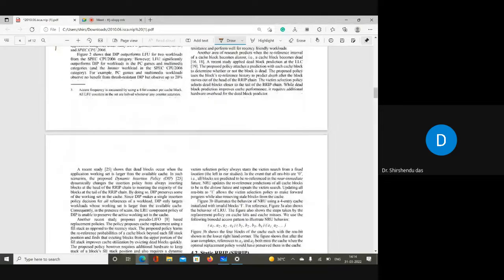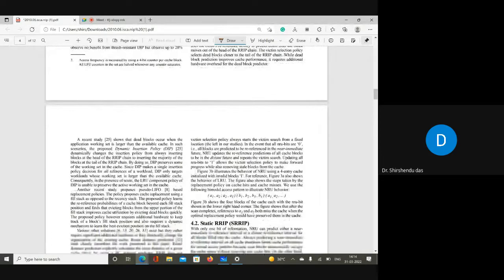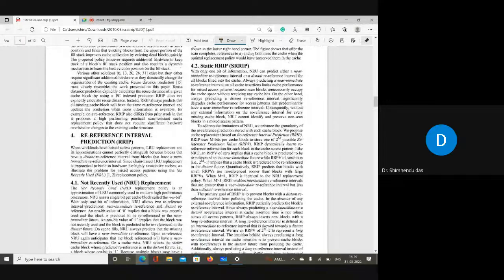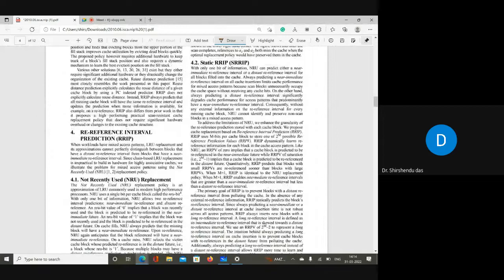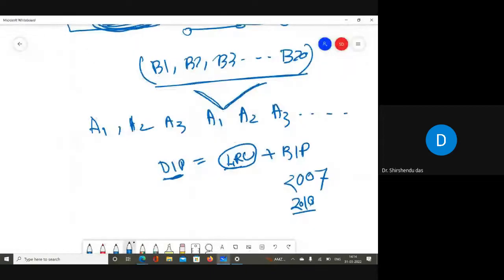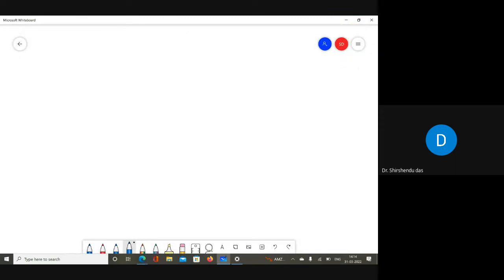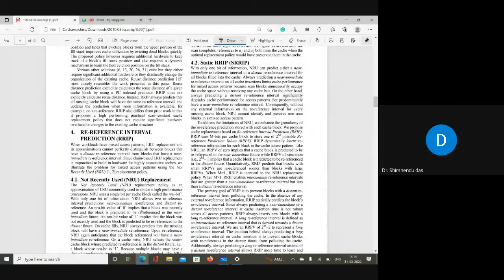But if you read the related work section, you will realize what other replacement policies were proposed before 2010. They have discussed all these things. So with this, we'll directly start with the replacement policy, RRIP. Before understanding RRIP, we'll try to understand another replacement policy, which is written here, right? It is called NRU, not recently used replacement policy.